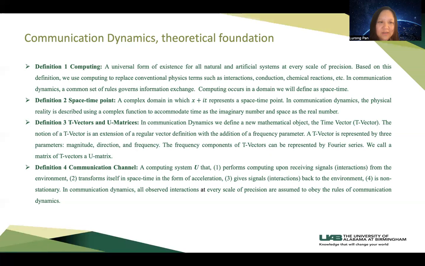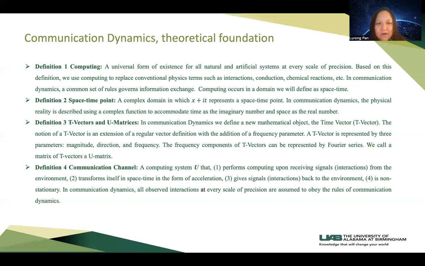The third one is the T vector and U matrix. In communication dynamics, we define a new mathematical object called the time vector. The time vector is an extension of the regular vector definition with the addition of a frequency parameter. The T vector is represented by three parameters: magnitude, direction, and frequency. The frequency component of the T vector can be represented by the Fourier series. That's what we call the T vectors or the U matrix, as I introduced earlier in the formula.